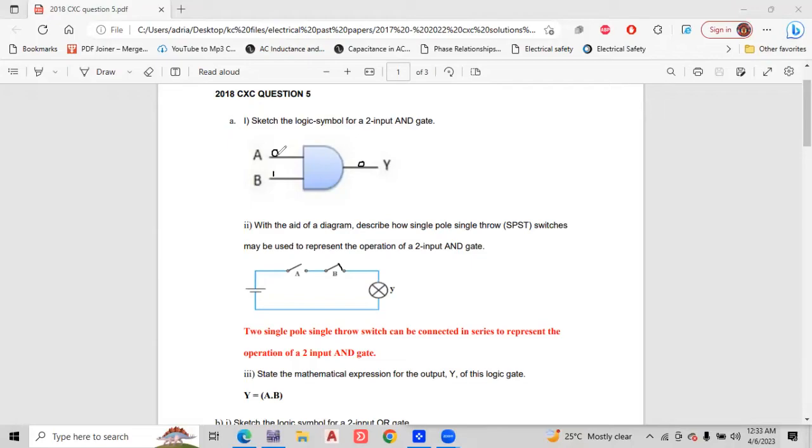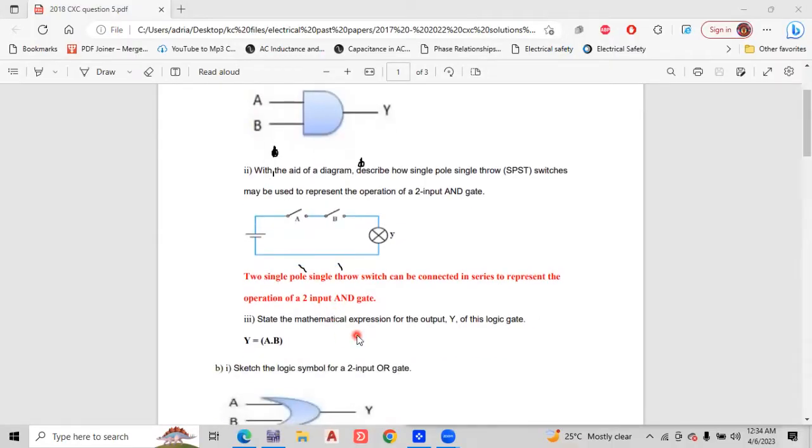If you were to have a high input now, moving from 0 to 1, it means that A will become closed. So 1 multiplied by 1 will give you 1, which is a high output. So the light will now turn on because switch A and switch B are closed. All right, so by connecting 2 single pole, single throw switches in series, that will represent the operation of a 2-input AND gate. So that's it for part 2.